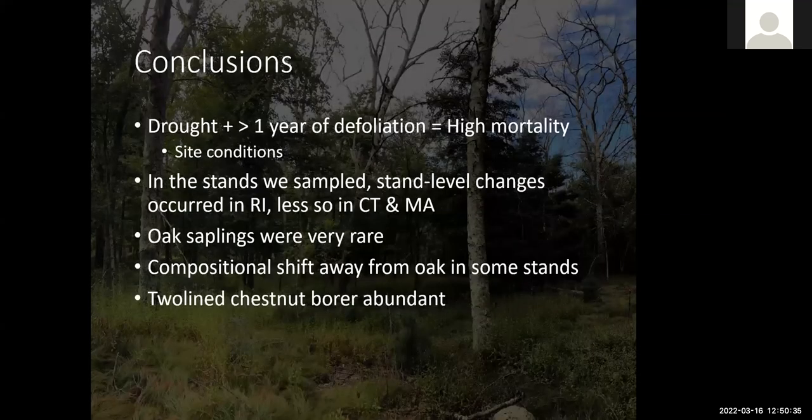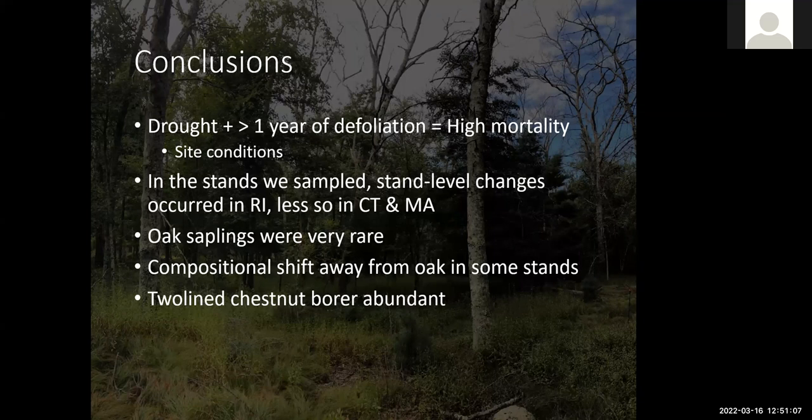So just to wrap this up, drought and greater than one year of defoliation really equaled high mortality in our stands. And again, that's well documented. I think in our situation, we probably showed the worst case scenario in some of those Rhode Island stands. And maybe that's a little bit extreme for what you would normally see with these changing climates and potential for increased drought.